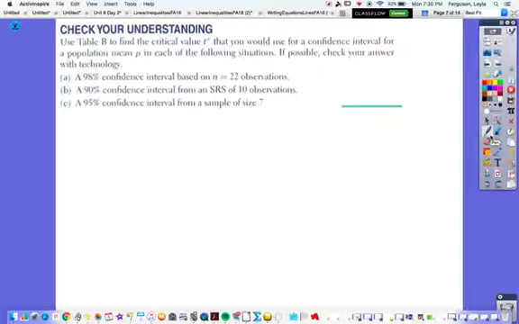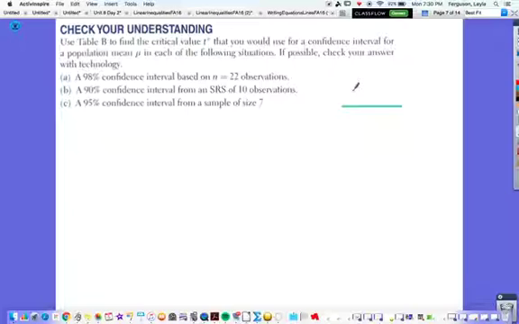Alright, so for this check your understanding section, it says to use table B to find the critical value t star that you would use for a confidence interval for a population mean mu in each of the following situations. If possible, check your answer with technology. I'm going to show you how to use the technology, and then we can talk about table B later on, like in class sometime. You're going to have the calculator. Table B is kind of like the standard normal table. You guys end up just using the calculator for that anyway, so I'm going to show you how to do the calculator, and then we can talk about that later if you want to.